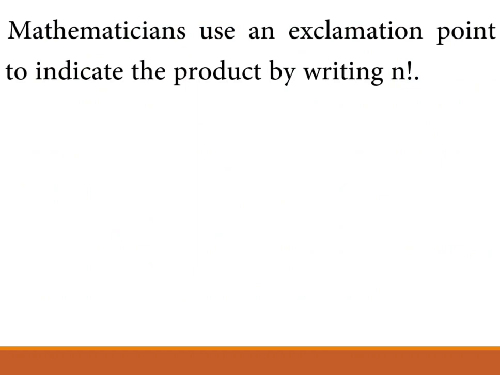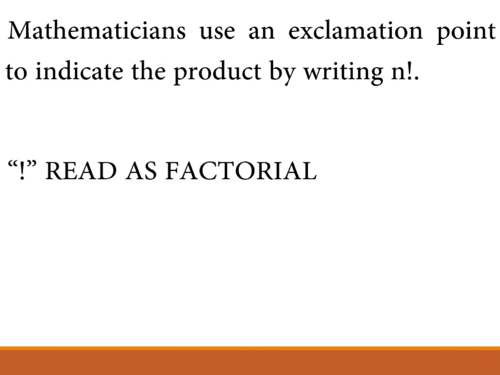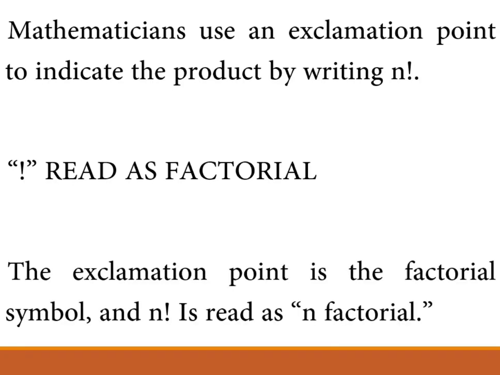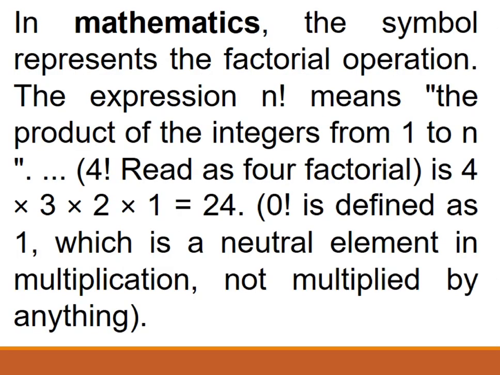Sa mathematics naman, mathematicians use an exclamation point to indicate the product by writing n factorial. This is read as factorial. Ano nga basa? Factorial. So, the exclamation point is the factorial symbol. In mathematics, the symbol represents the factorial operation. The expression n factorial means the product of the integers from 1 to n. 4 factorial is 4 times 3 times 2 times 1, which is equal to 24. And 0 factorial is defined as 1, which is a neutral element in multiplication, not multiplied by anything.